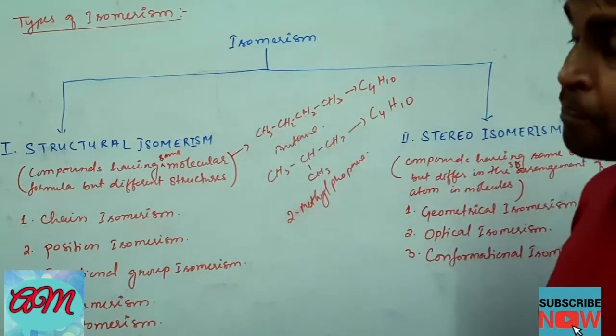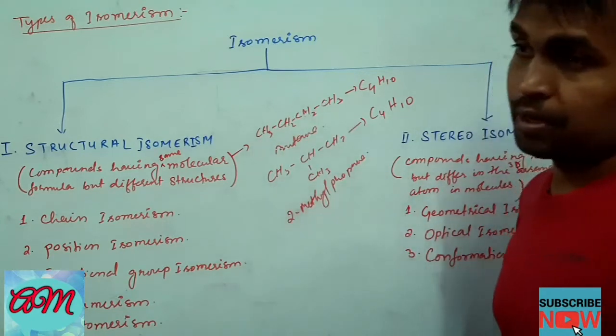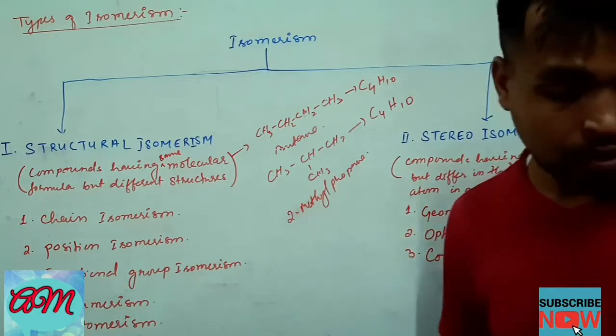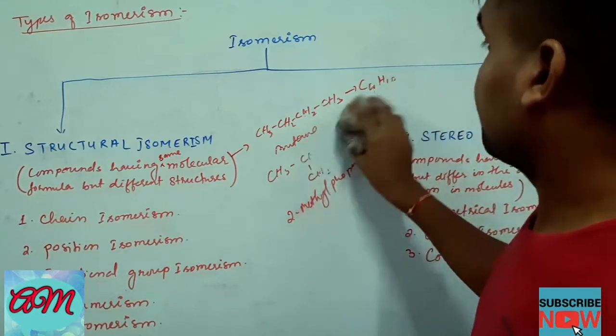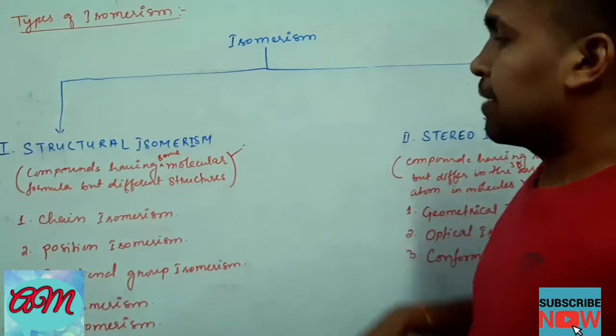Straight chain structure. So these two, it will be called as what? Structural isomers. Okay, and the phenomena is called as what? Isomerism. Hope you have understood, dear students, what is structural isomerism. Okay, now next one is what? The next type is what?